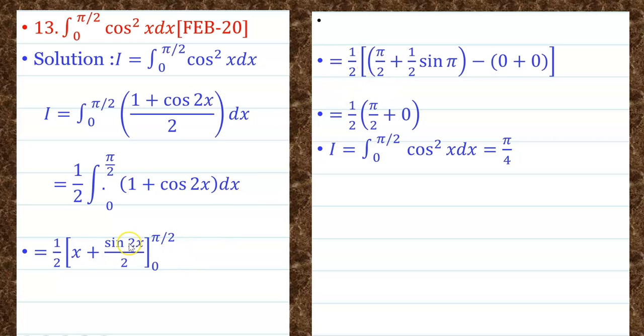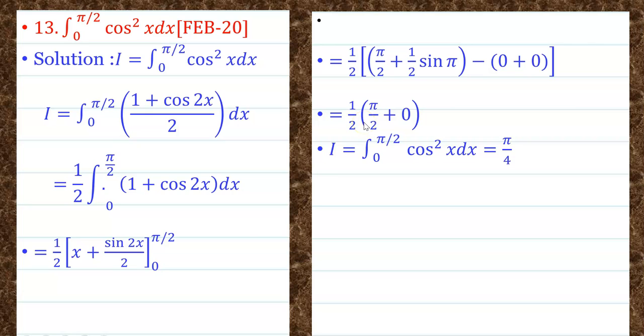Okay, sin 2x means what? That is 2 into pi by 2. The 2s cancel, you will get sin of pi, and this 2 we wrote here as 1 upon 2. 1 upon 2 into sin pi minus 0. x is replaced by 0 and this x is also replaced by 0. That is 1 upon 2 in bracket pi by 2 plus 1 upon 2 sin pi. But what about sin pi? Sin pi is 0. 0 into 1 upon 2, overall this will become 0. So you get 1 upon 2 pi by 2 and this 0. Okay, that is 1 upon 2 in bracket pi by 2 plus 0. It will become pi by 4.